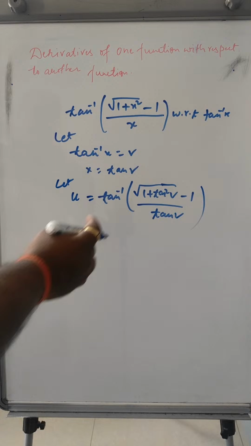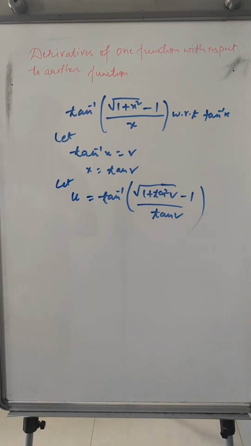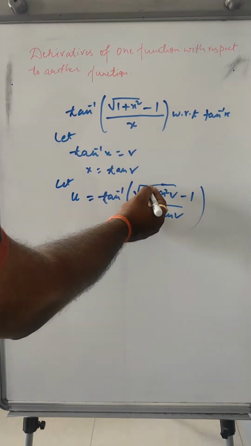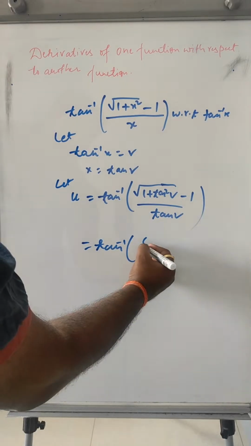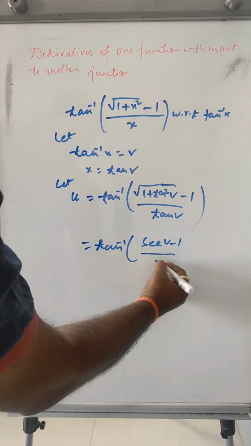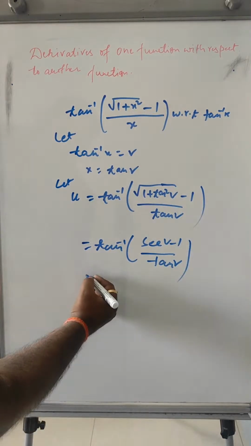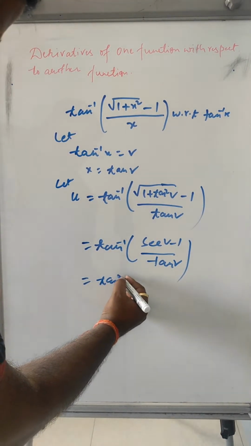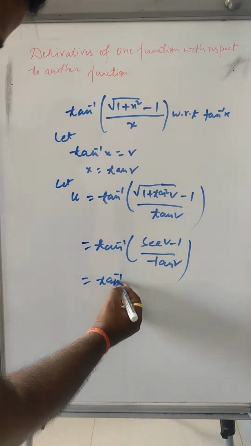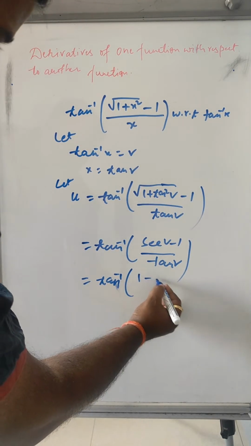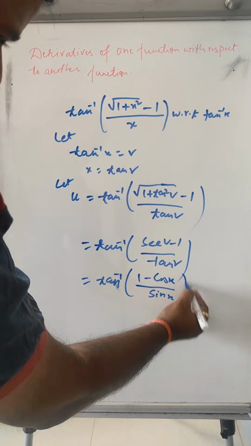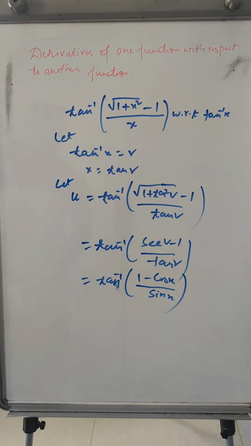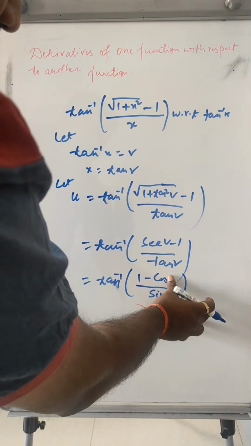Okay, so 1 plus tan square means sec square, right? So this is under root, so sec square, it will come sec only, correct? So tan inverse of sec v minus 1, and here tan v, correct? So this is nothing but tan inverse of 1 minus cos v, and here sin v, correct? So this step is okay, right? And this is v, here also it is v only, correct?